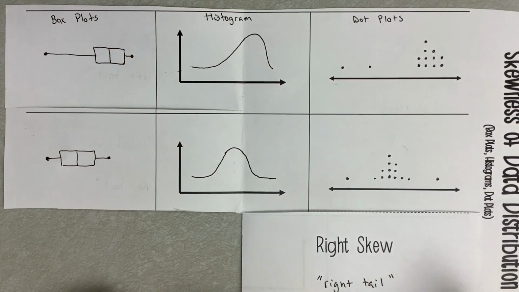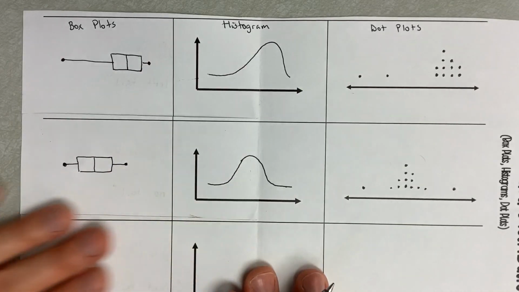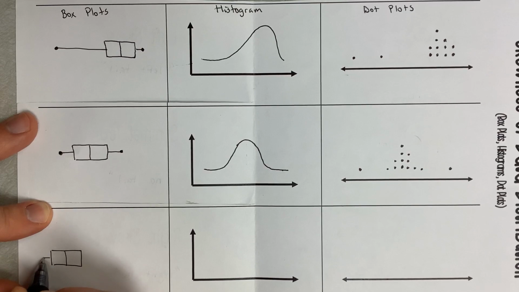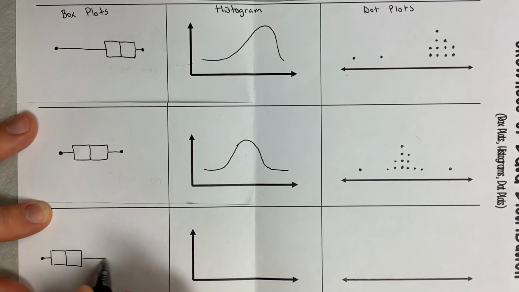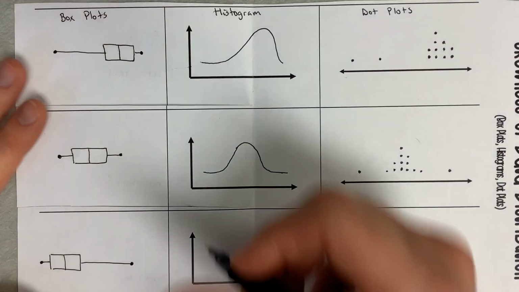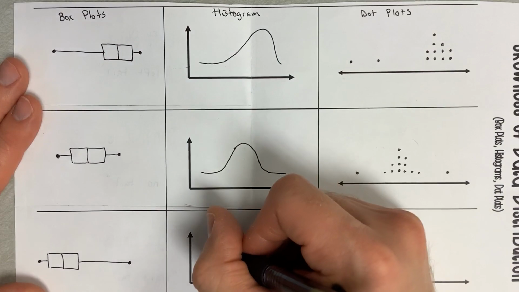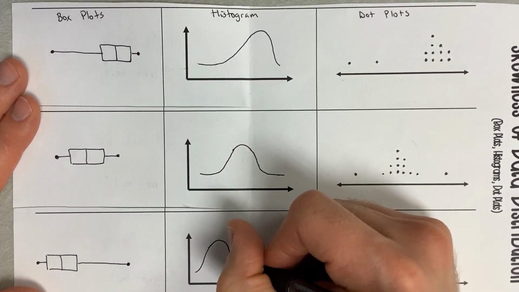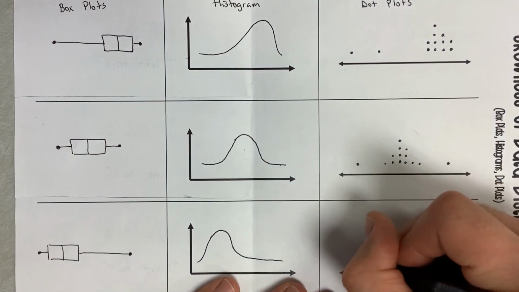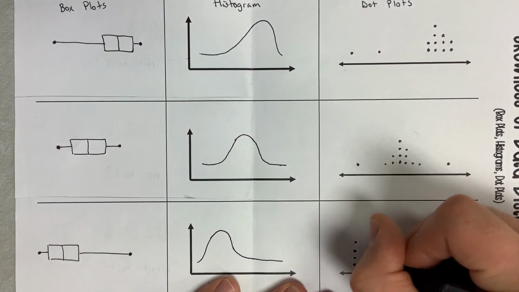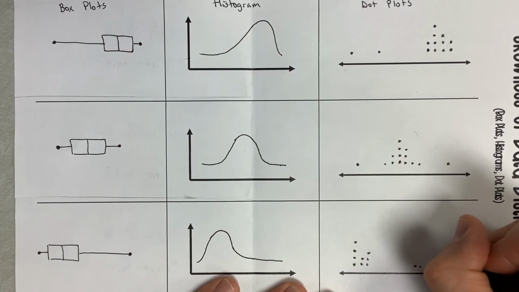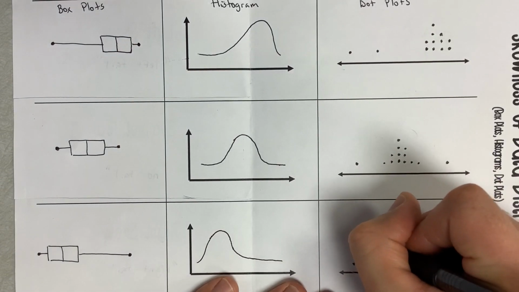For right skew, right tail. Well, if you guys are predicting the future, it means I'm gonna put my data clump on the left, and a small whisker going to the left, but I want a large whisker going to the right. If I have my histogram, I'm gonna put my big bell curve, my big chunk of data to the left, and I'm gonna tail to the right. For a dot plot, I'm gonna put majority of my data to the left, and then I'll put a little bit to the right. Put a couple more dots here.